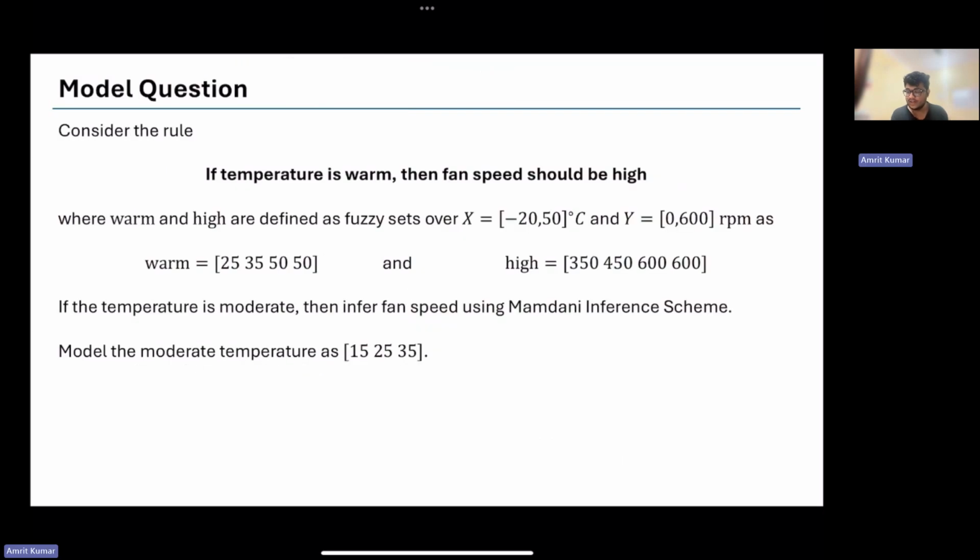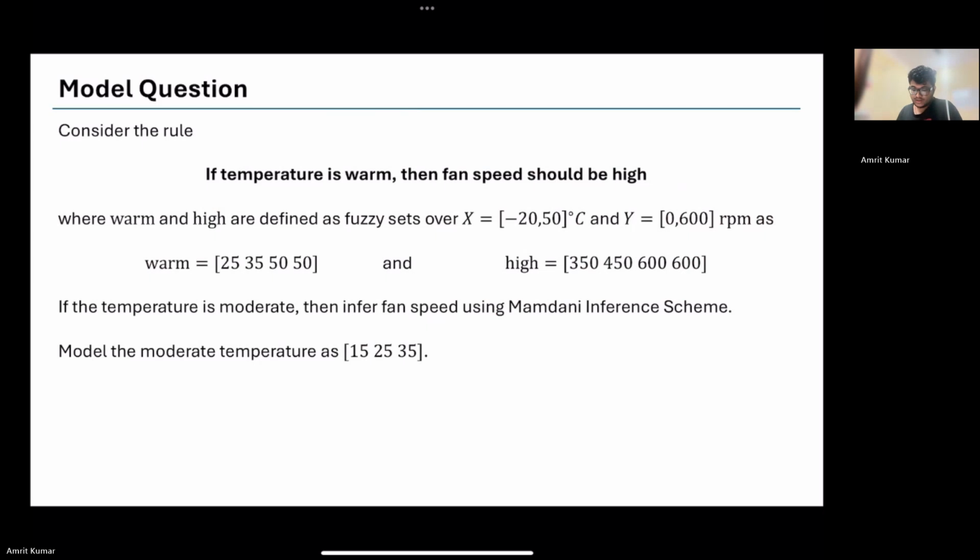Okay. Now let us quickly do a problem. Just give me a second. I will quickly arrange my notes.